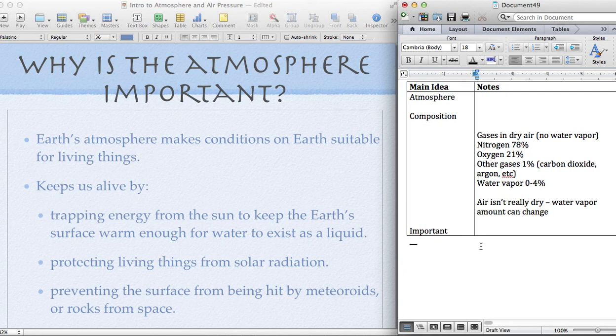The atmosphere acts kind of like a blanket to keep some of that energy here. It protects us from solar radiation. So in addition to giving off light, we'll see that the sun gives off other kinds of radiation that would be harmful to us, and the atmosphere blocks a lot of those. And it also protects us from getting hit by meteoroids. We've learned about meteors already, and the atmosphere protects us from those meteors.